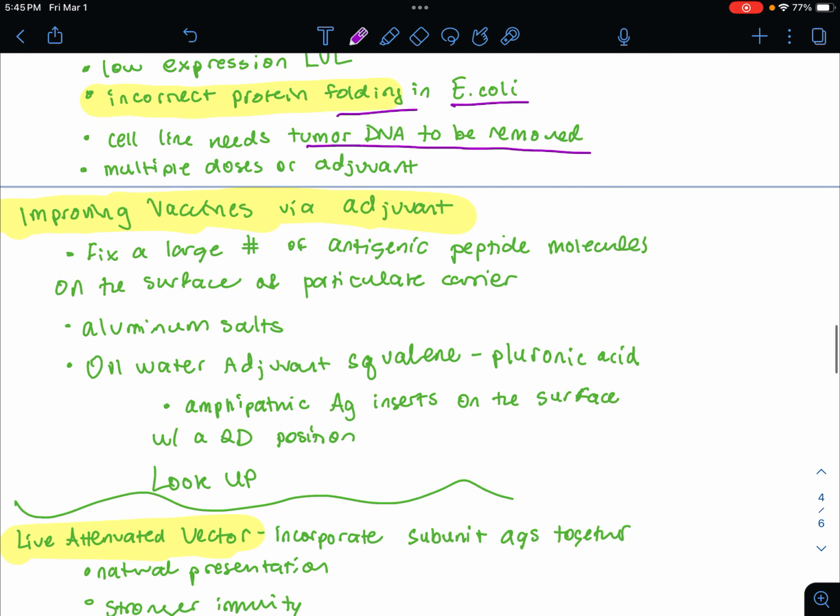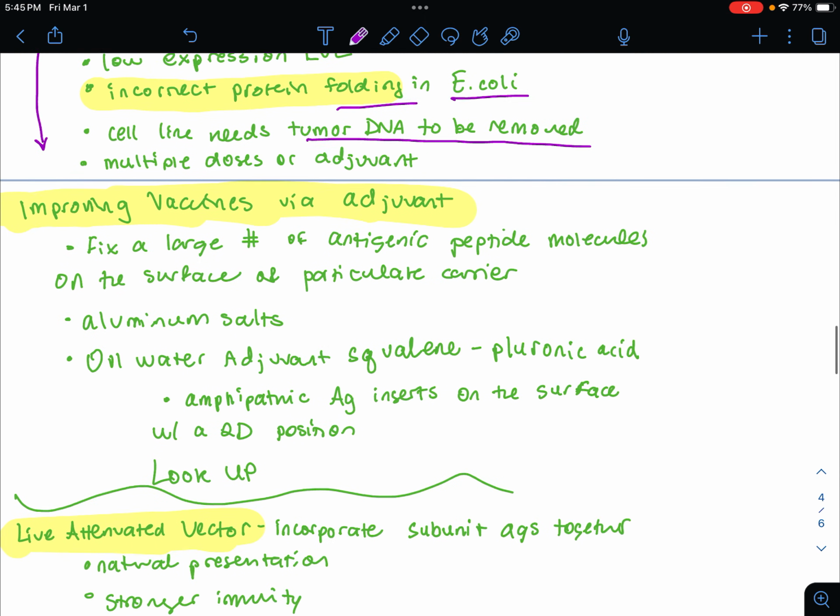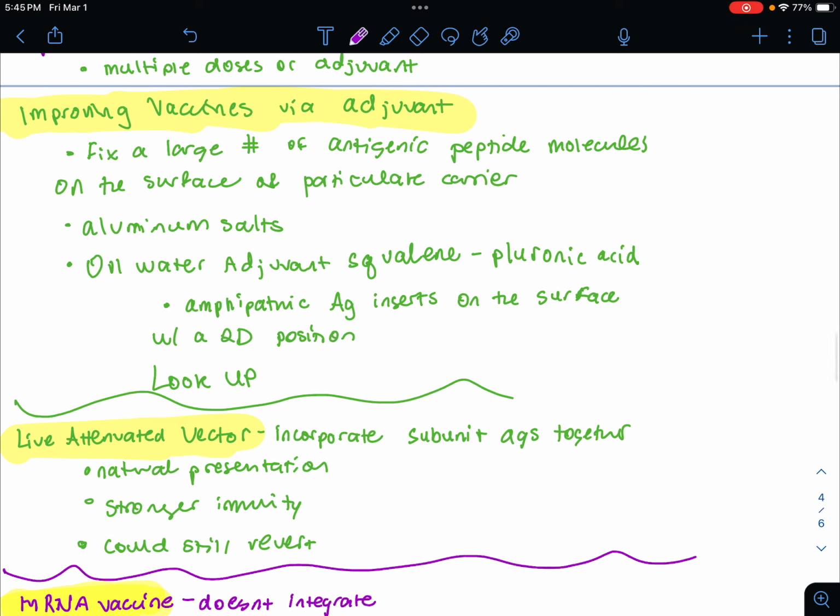Alright, let's talk about improving the subunit vaccines. So we're going to now be talking about improving them. You're going to produce a concentrated array of proteins. Methods would include to fix a large number of the antigen onto the surface of a particulate carrier. You could also use insoluble aluminum salts as adjuvants.